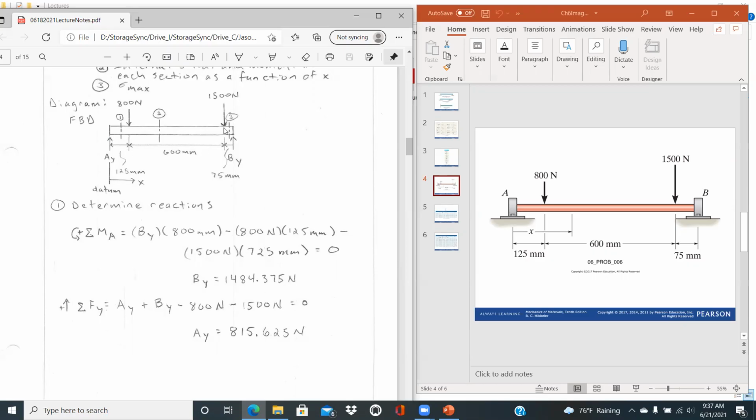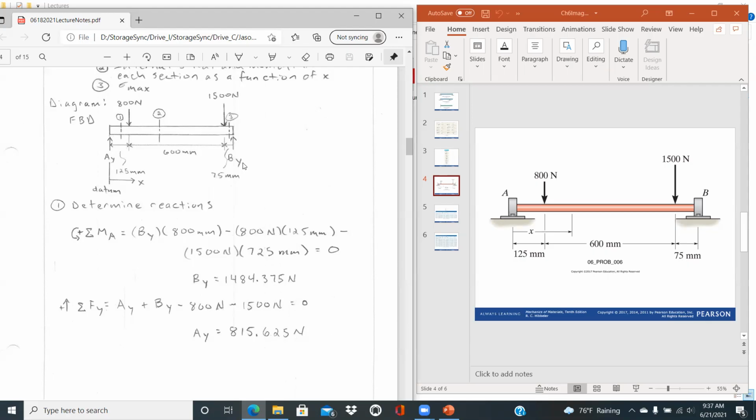And just remembering that again, counterclockwise positive, our force BY would cause that to rotate in a counterclockwise manner. Our 800 Newton force would cause that to rotate in a clockwise manner. And the same with our 1500 Newton force. Essentially just think of this point A being on a pivot. And if that force BY were applied, which way would that rotate? Is all you really have to do.